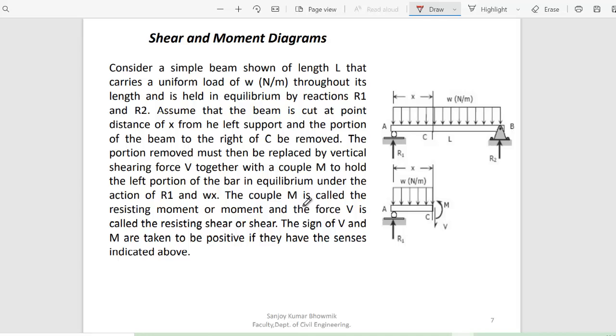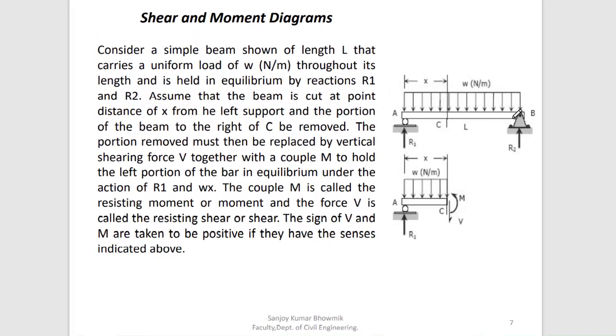So before going to that, we need to discuss the sign convention of shear and bending moment diagrams. Suppose we have a beam. This is a simply supported beam. At certain locations, we want to know the moment and shear. Consider a simple beam of length L that carries a uniform load throughout its length and is held in equilibrium by reactions R1 and R2.